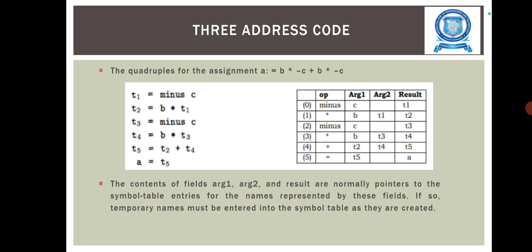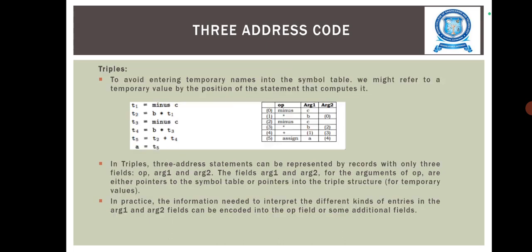The quadruples for the assignment A = B * -C + B * -C. First, for the given assignment statement, you have to form the three address statements, then you have to fill in the operator, argument 1, argument 2, and result. The contents of the fields argument 1, argument 2 and result are normally pointers to the symbol table entries for the names represented by these fields. If so, temporary names must be entered into the symbol table as they are created.